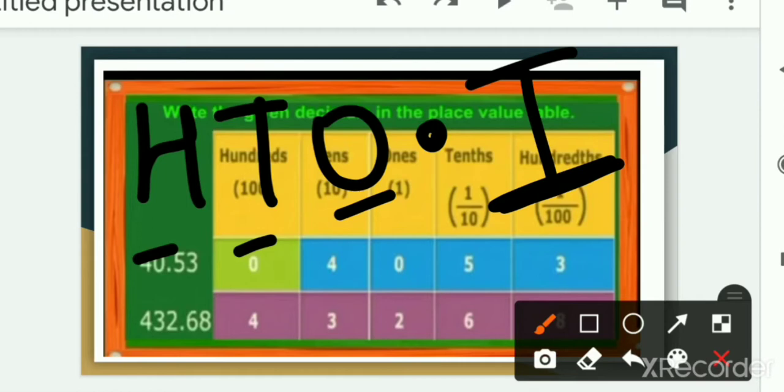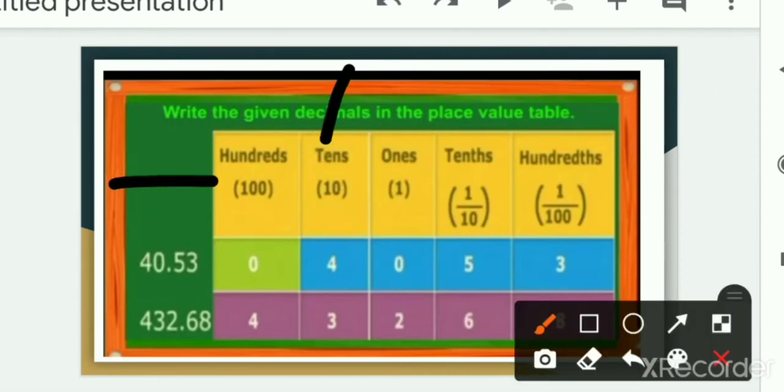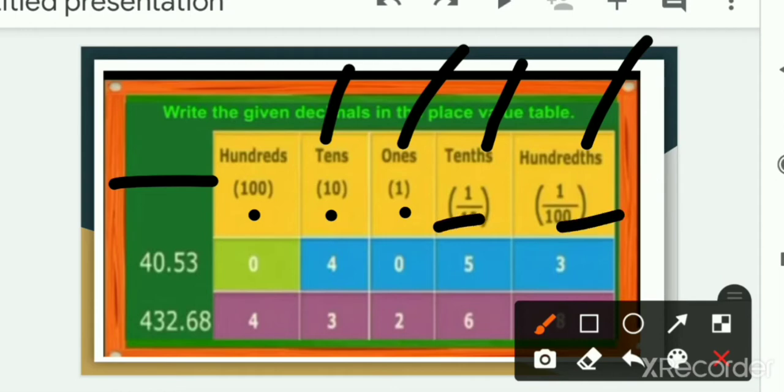But the digit after the decimal in the second place is hundredths. Hundredths. It means the number 1 is getting divided by 100. So we can have a look here. This is the hundreds, tens, ones. This is the tenths. This is the hundredths. So we can have a look also here in the numbers. It is 1, it is 10, it is 100. So now we have 1 by 10, we have 1 by 100, right? Yes. So how will we represent these numbers?